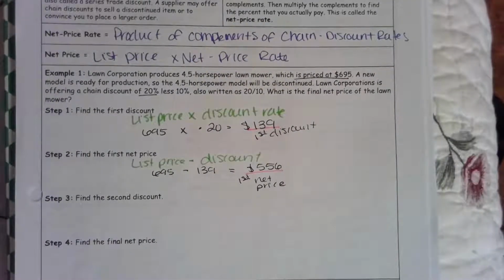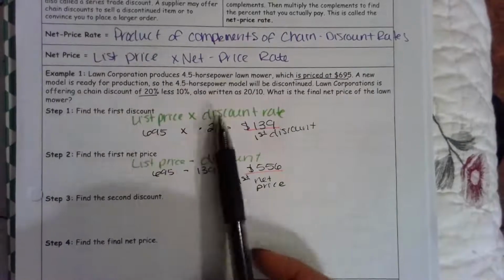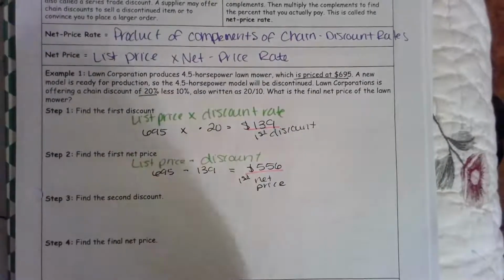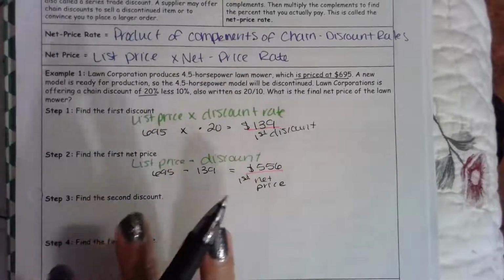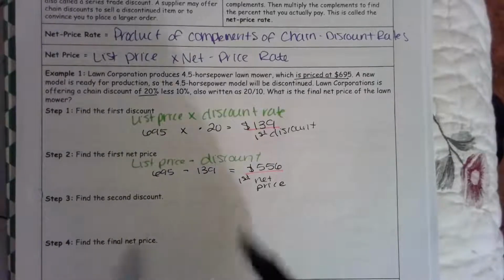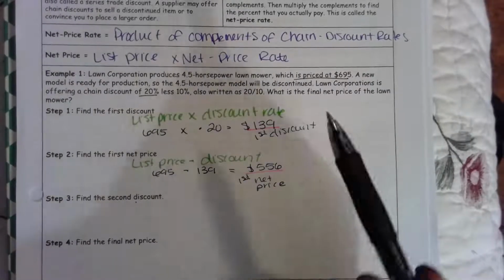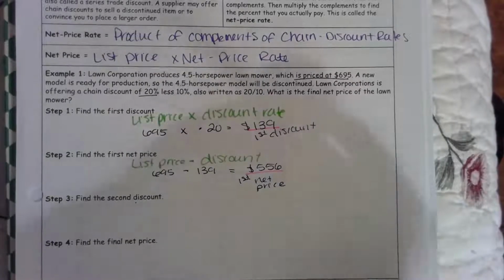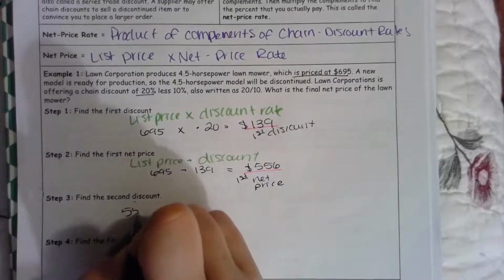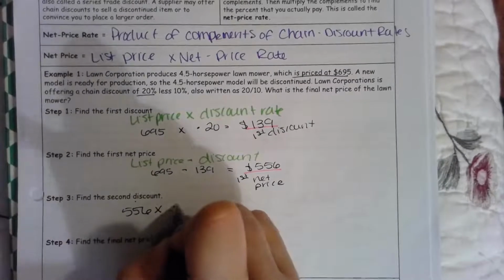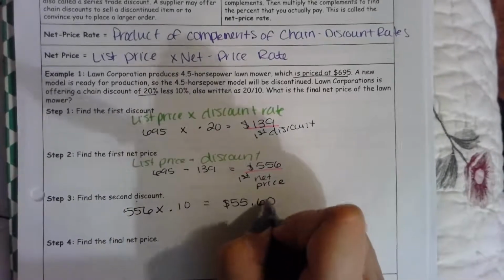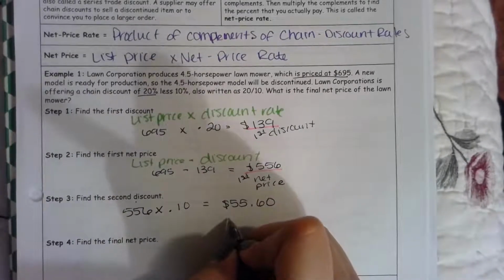And so then to find your second discount, you would do the same thing. You would do your list price times your discount rate. So this time we're not doing it off the list price. In this case, we're going to do it off the first net price, because we're taking 10% off of this 556. So you would do that 556 times 0.10, which would actually give you $55.60 as your second discount.